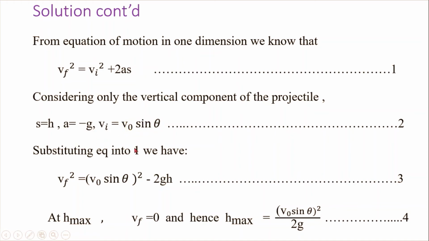Substituting equation 2 into 1, we have v final squared is equal to (v naught sine theta) the whole squared minus 2 times g times h. So at maximum height, v final is equal to 0. Substituting 0 in place of v final and solving for h max, we have h max is equal to (v naught sine theta) the whole squared over 2g.